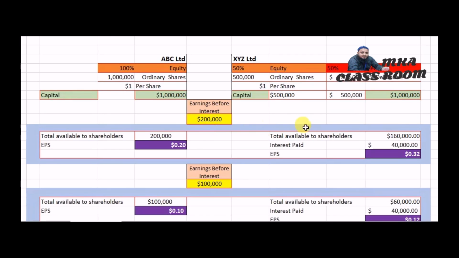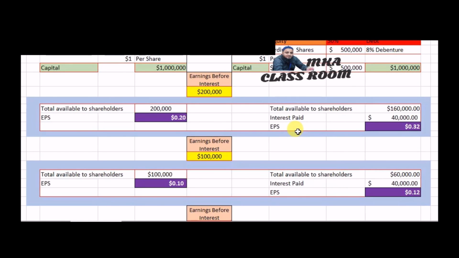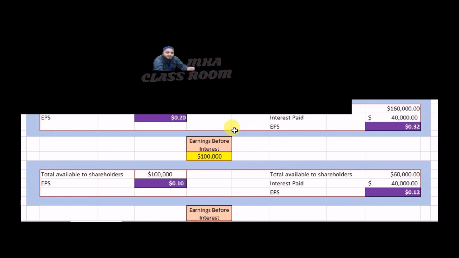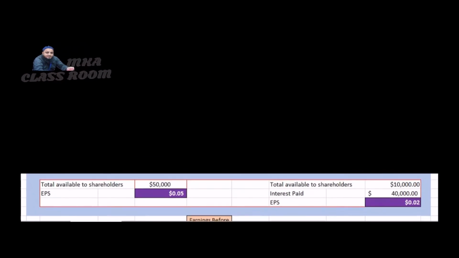Here we used two examples, two identical companies. One is an equity firm, another is a levered firm. So in this way we can show the effect of our capital structure. So in this way we can prepare capital structure decisions, what will be better for us, what will be the ratios.